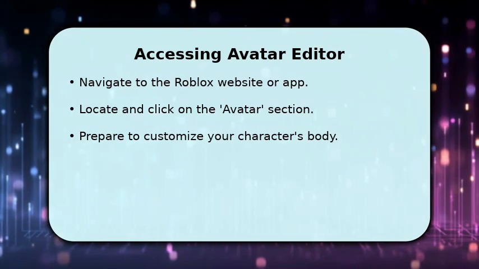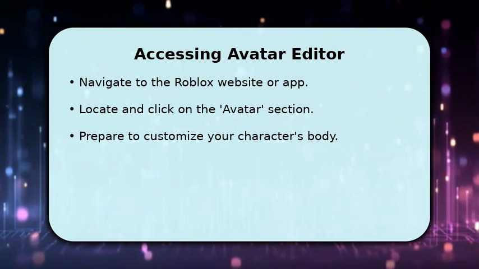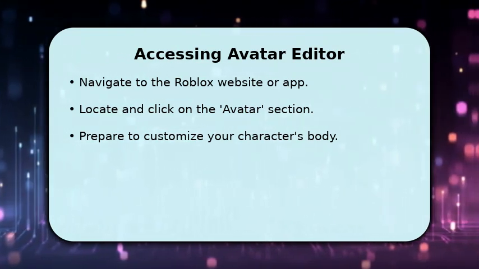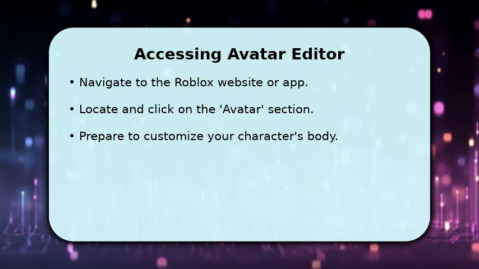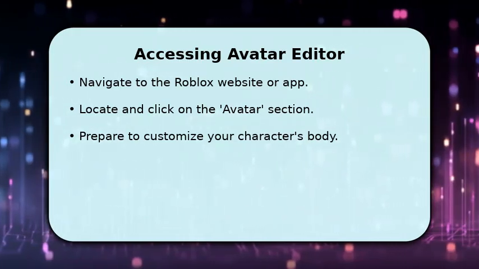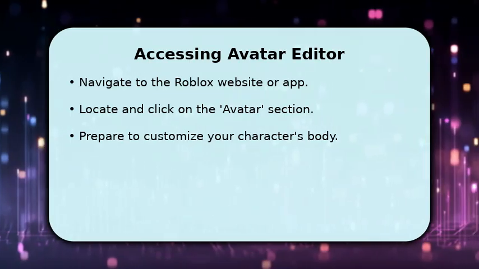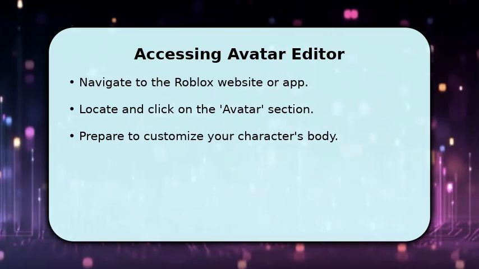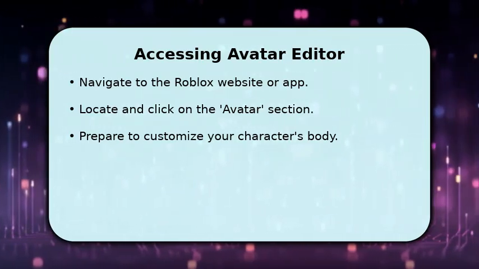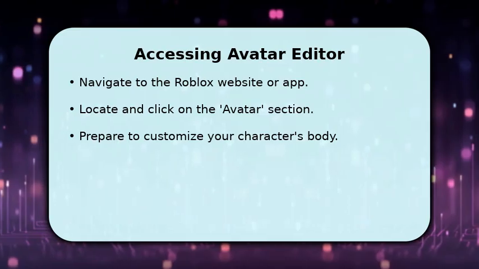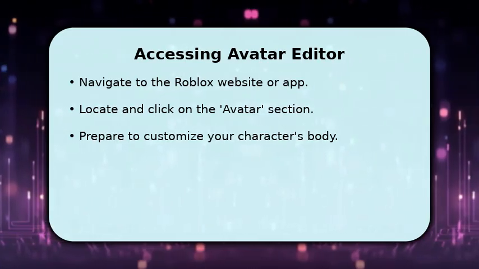To start, launch Roblox and look for the avatar icon, usually found on the left-hand side menu. Clicking this will take you directly to the avatar customization page. This is your creative hub, where you can modify every aspect of your character, from head to toe. Getting here is the first crucial step towards achieving those perfectly proportioned medium legs for your avatar.